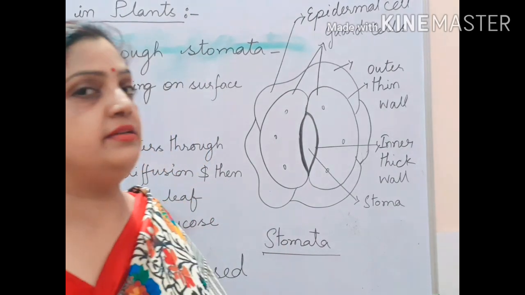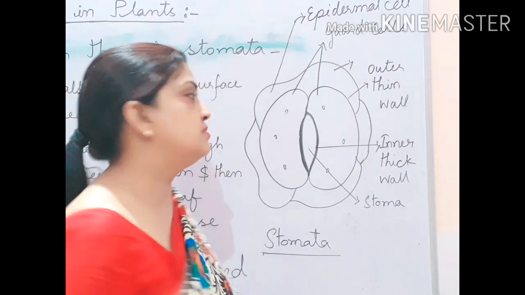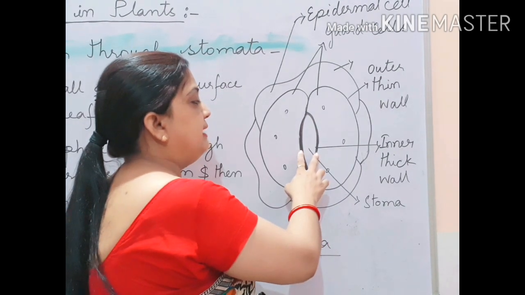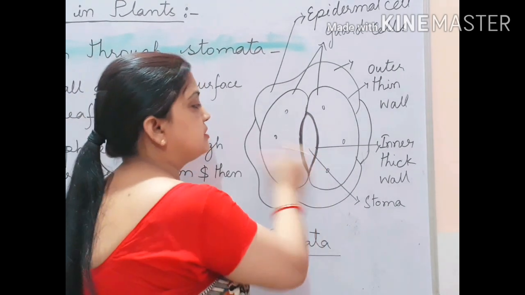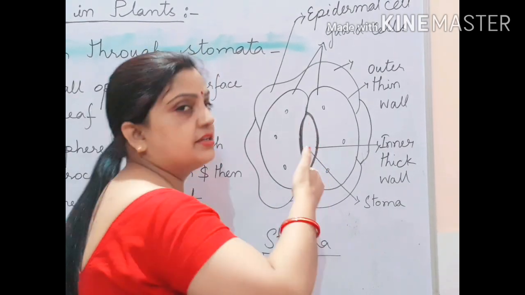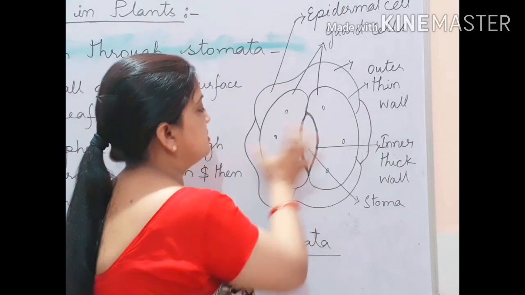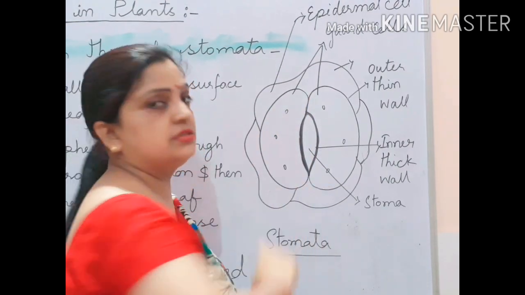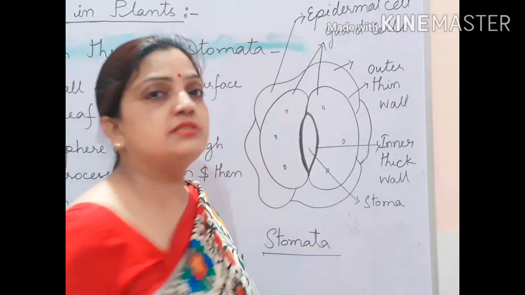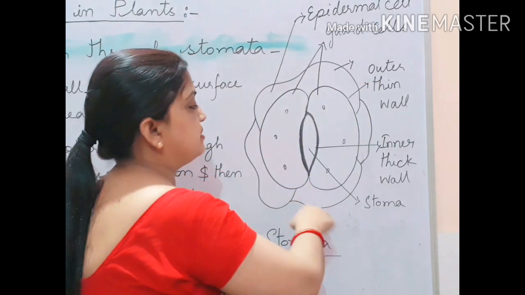There is a reason behind this. To support the respiration process and photosynthesis, the inner wall is thick because continuously this wall has to open and close. Through this, gaseous exchange can take place. So these are two guard cells. The outer wall is thin and the inner wall is thick. Now these two guard cells are surrounded by epidermal cells.